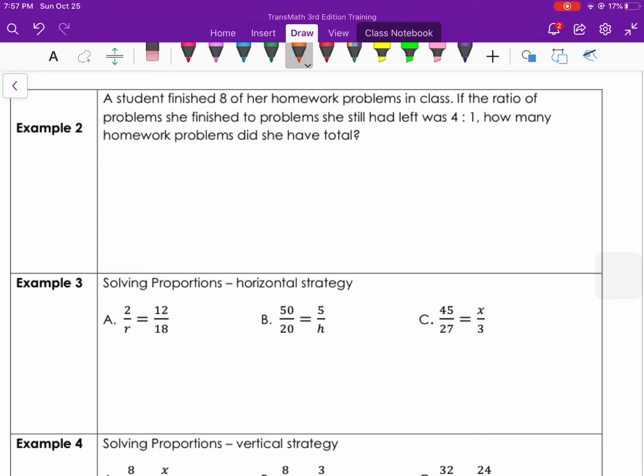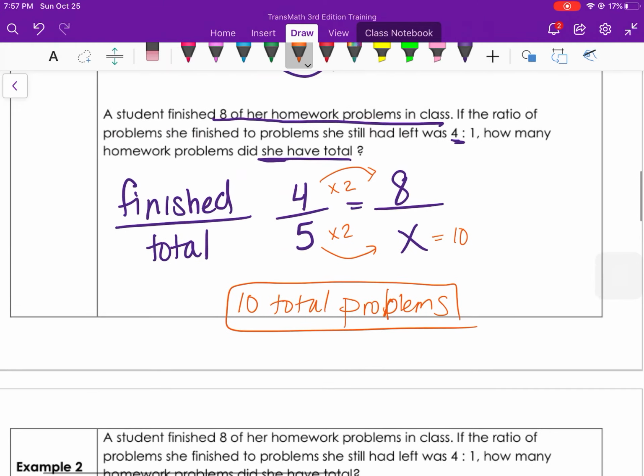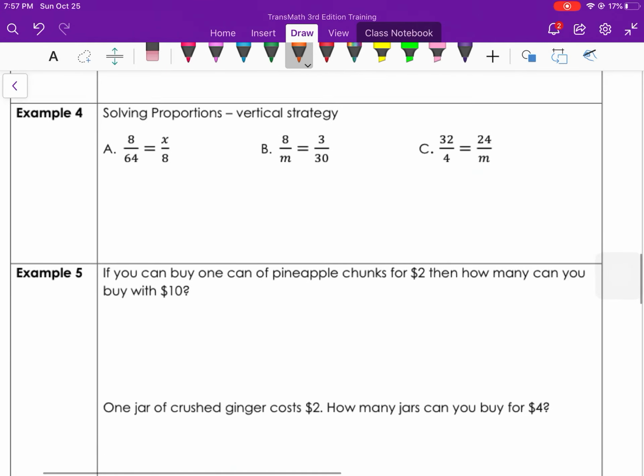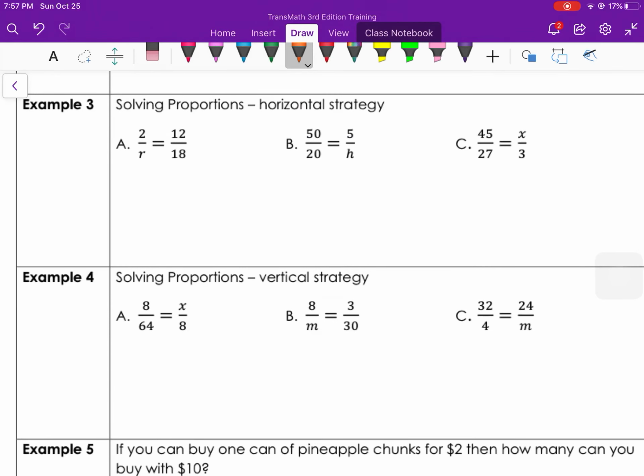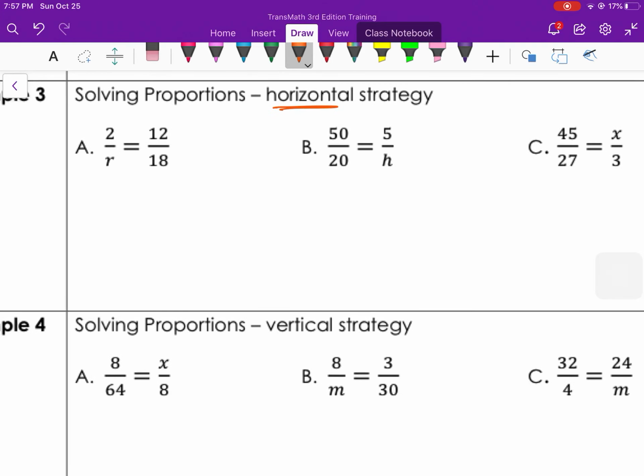A student finished 8 of her homework problems in class. Oh, that one is a repeat. How many did she have total? So let's just practice solving with horizontal and vertical strategy again. Remember, horizontal is right to left.